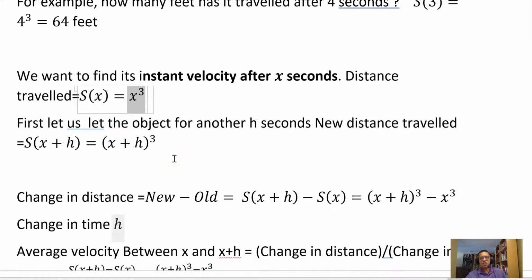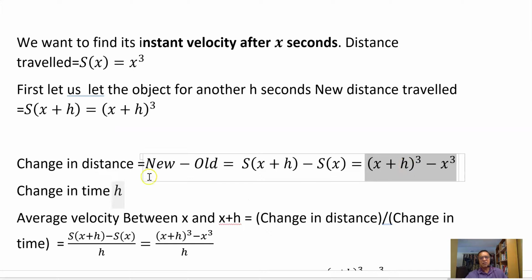So what is the change in distance from x to x plus h seconds? In those h additional seconds, how far did the object travel? You take the new distance, which is this, and subtract the old distance, which is that. So the change in distance between x and x plus h is this. What's the change in time? Well, only h seconds have passed between the two points. So the change in time is h.